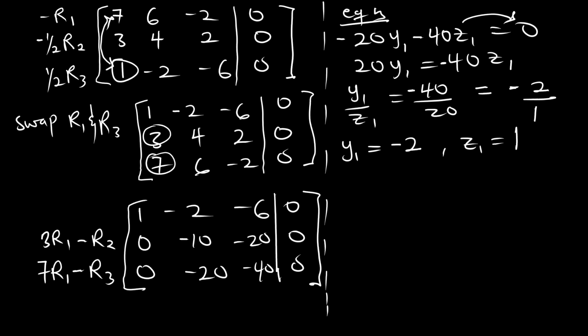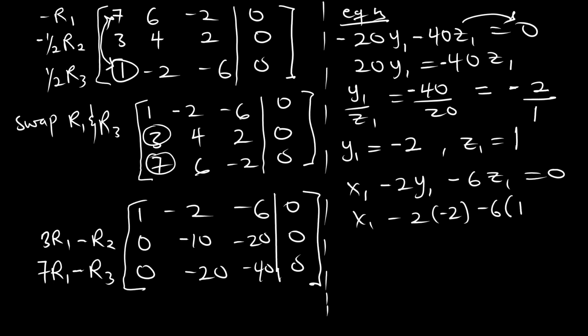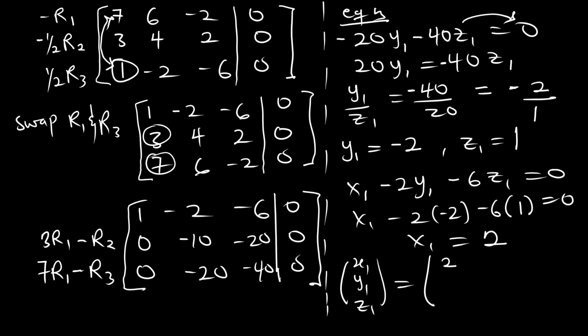From the first row, I can write an equation such as x1 minus 2y1 minus 6z1 equal to 0. And when you put in the values of y1, which is -2, and z1, which is 1, your x1 should give you +2. Therefore, the corresponding vector x1, y1, z1 is going to be 2, -2, and 1. That's for lambda equal to 15.